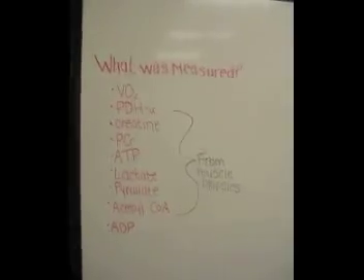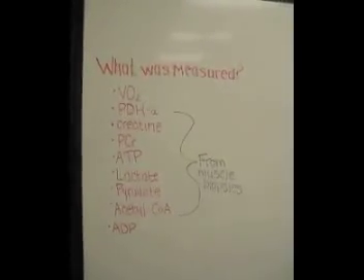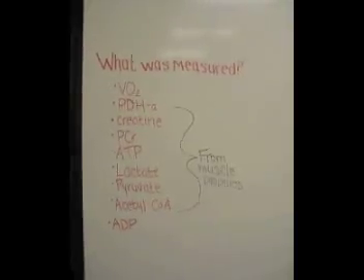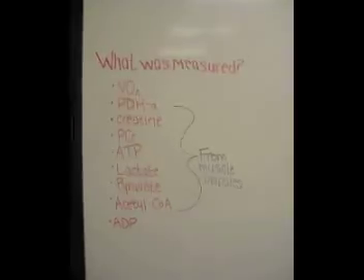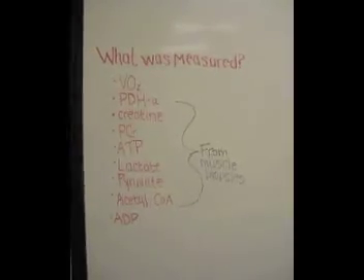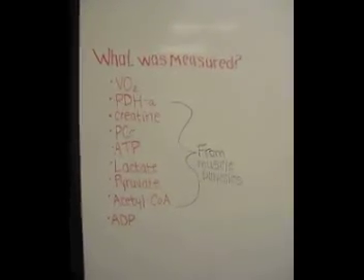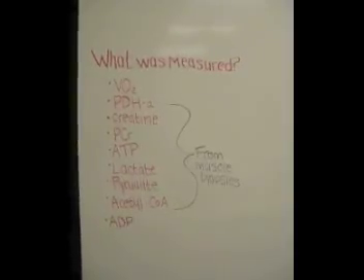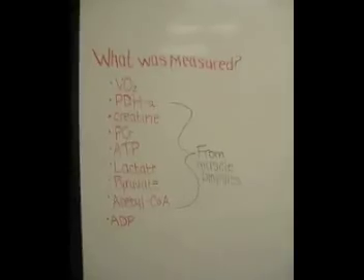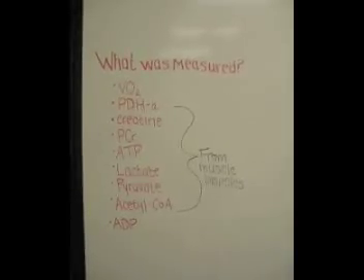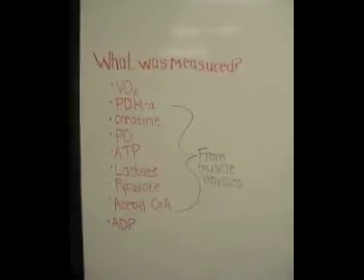VO2 was measured using a low dead space bidirectional turbine and mass spectrometry. Muscle biopsies were used to measure the active form of PDH, creatine, PCR, ATP, lactate, pyruvate, and acetyl-CoA. ADP was calculated using the measured ATP, creatine, PCR, estimated hydrogen concentration, and the creatine kinase equilibrium constant.